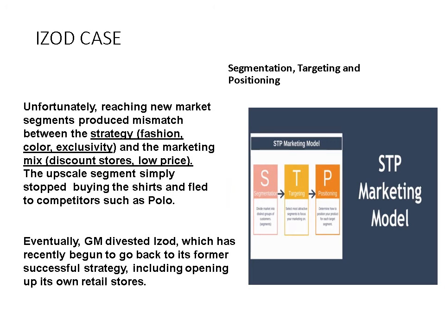Really, you can see the strategy of General Mills was mismatched from the business model of the original owner of ISO. Because of that business model, it was totally distorted because they reduced the price from premium to low price. The distribution channel was every retail outlet, and what happened was that the upscale segment simply stopped buying because there is price discrimination happening. So the upscale segment transferred to other competitors and brands, such as Polo. So at the end of the day, General Mills divested ISO, and they went back to its former successful strategy, including opening up its own retail store.